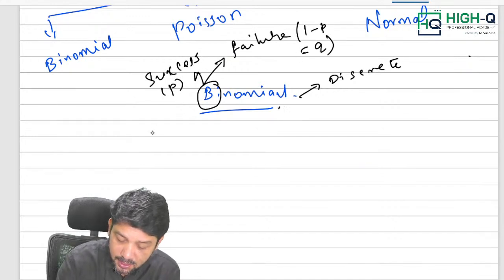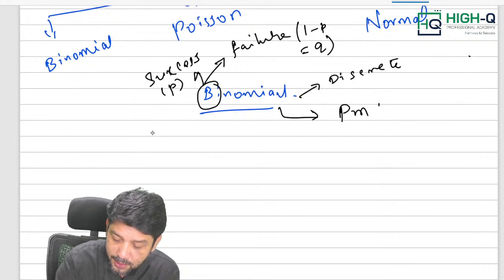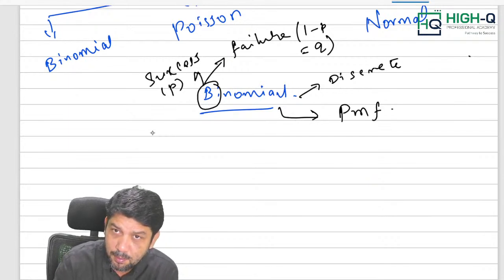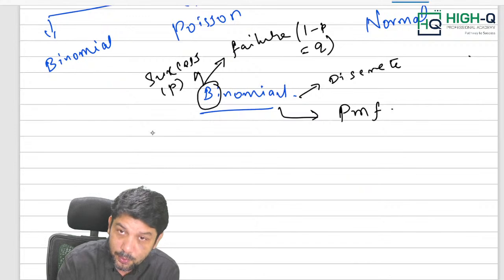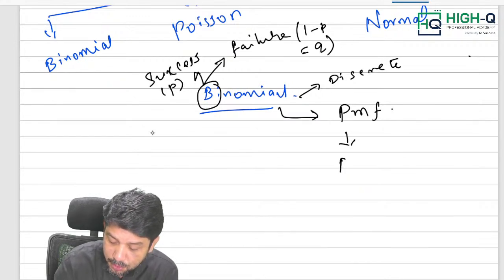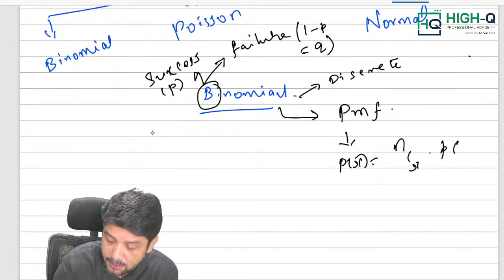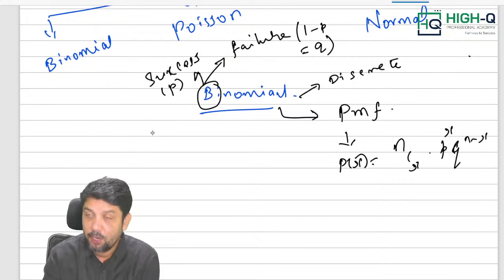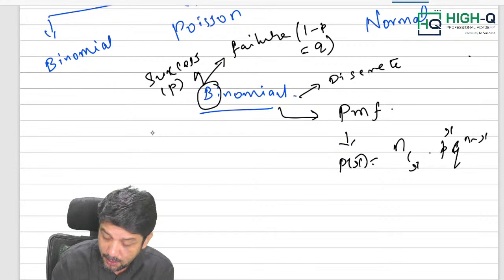Since it is a discrete distribution, we use the probability mass function. What is the probability mass function of a binomial distribution? P of x is equal to nCx, p power x, q power n minus x. That is the probability mass function.